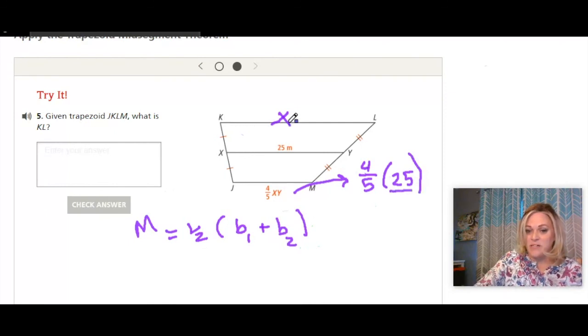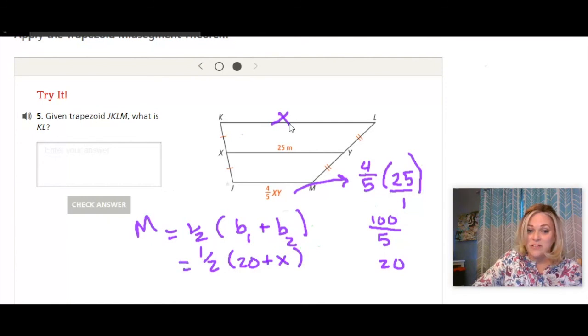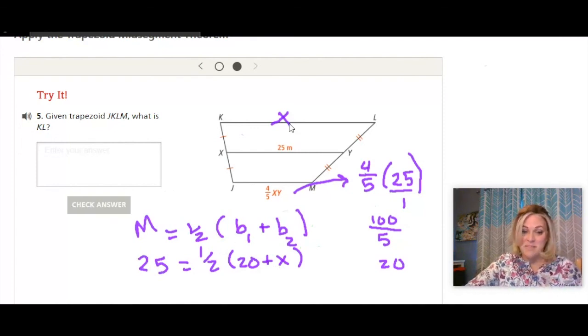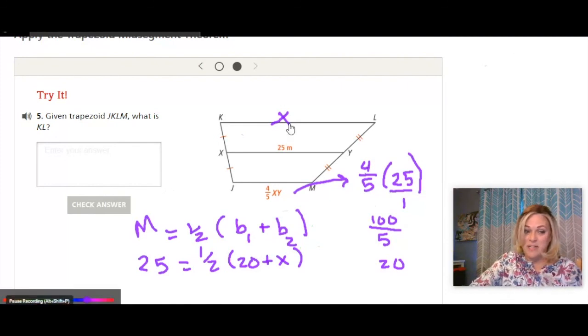If it makes it a little easier for you, you can use fractions, because 4 times 25 is 100, and the denominator is 5 times 1, which is 5. So 100 divided by 5, you should get 20. So instead of saying 4/5 XY, I'm going to say 1/2 of 20 plus my X should equal my mid-segment, 25. Distribute that 1/2 or solve it a different way, but try to solve for X. Once you get X, you will answer the question, the measurement of KL.